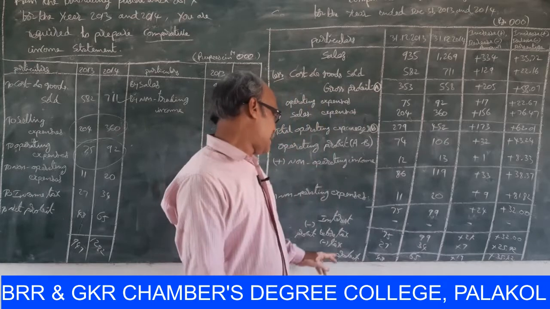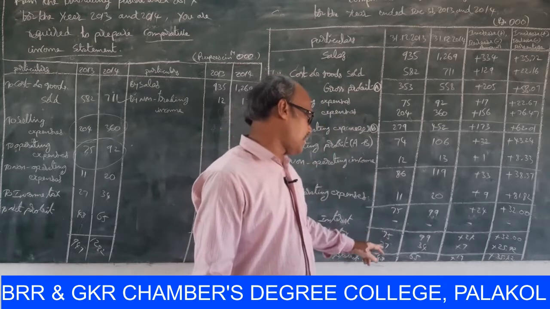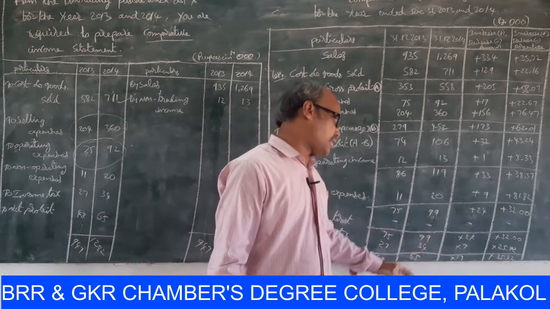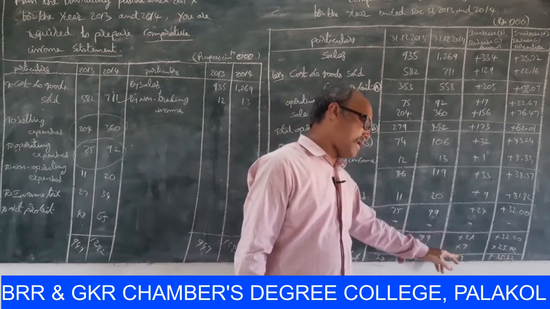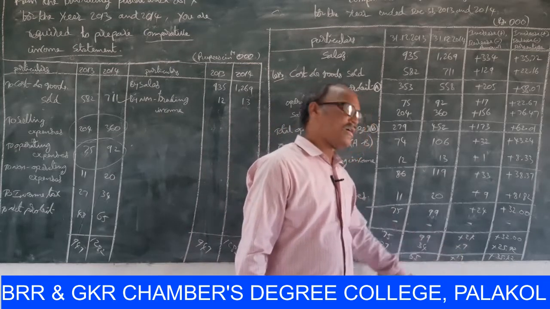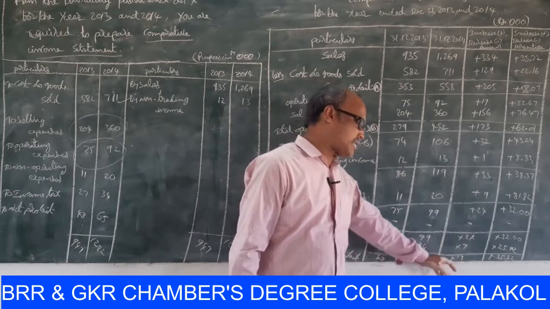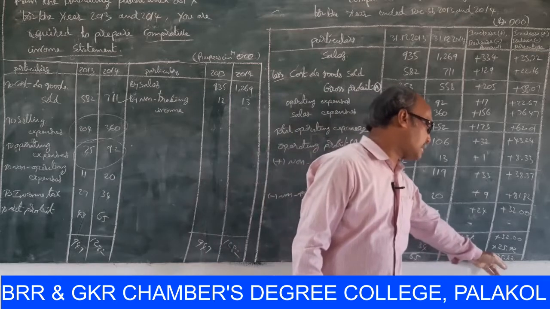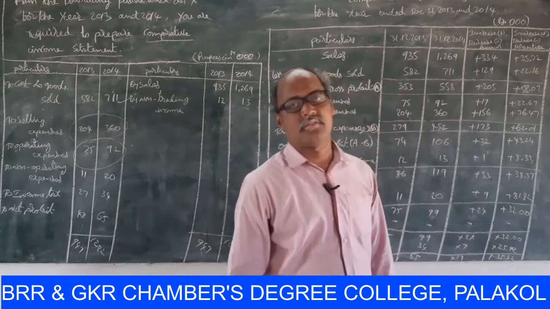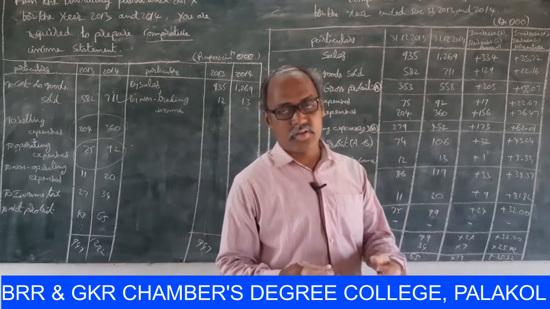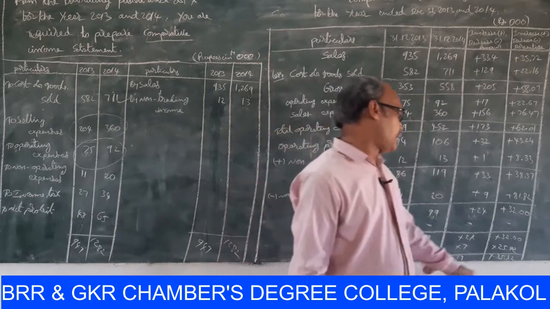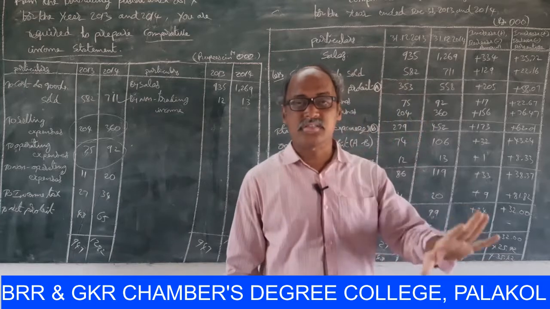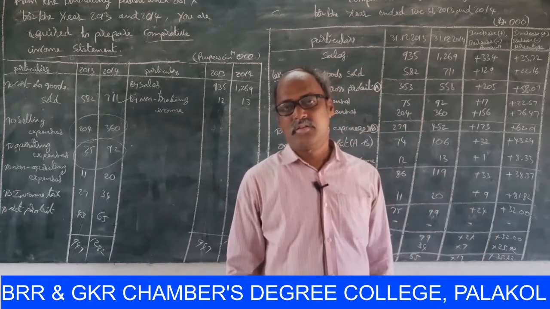Right. Less tax, 75 minus 27, 48. 99 minus 34, 65. 65 minus 48, that is equal to 17. 17 by 48 into 100, that is equal to 35.42%. The profit is increased. Whenever compared with the previous year, the profit is increased 35.42%. This is the calculation procedure.